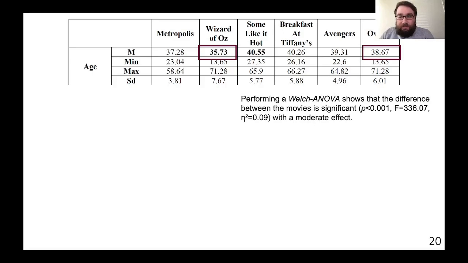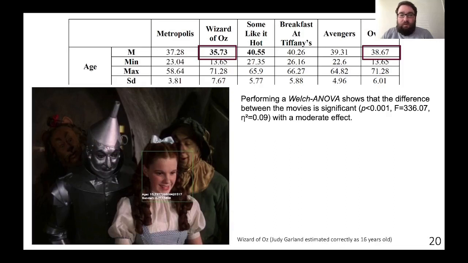Now, again, performing a significance test, we can, however, show that the difference between the movies is significant with a moderate effect. And investigating this in more detail via post-hoc tests, we found that the strongest outlier movie of all the movies is the movie Wizard of Oz, which is also the movie that's deviating strongest from the other movies by having a leading actor that is a child or more or less a teenager. And Judy Garland in this movie gets detected correctly as 16 years old most of the time.